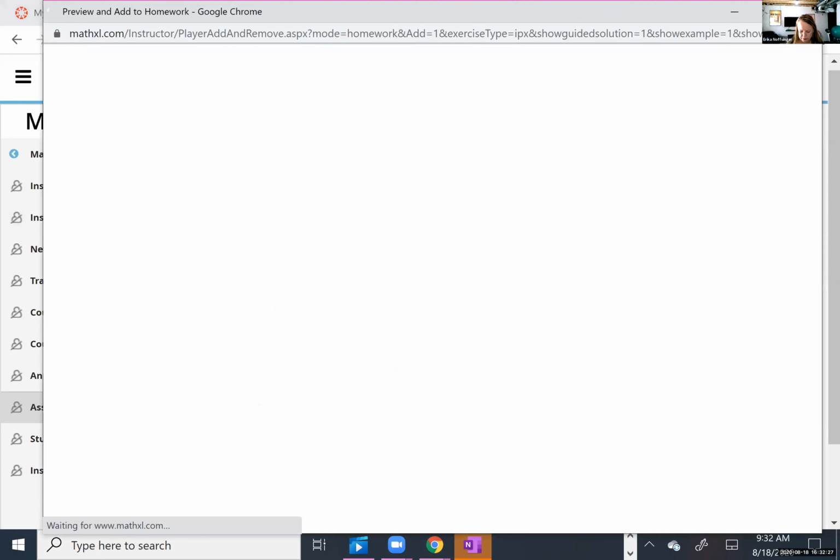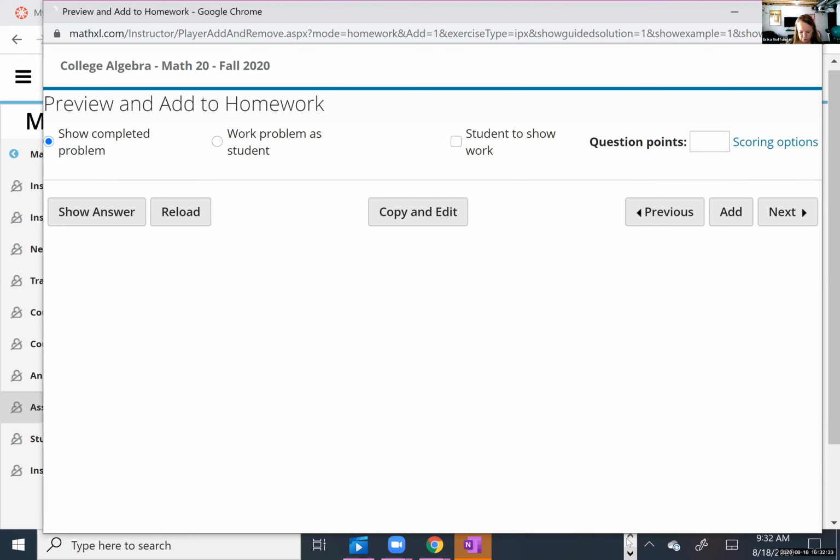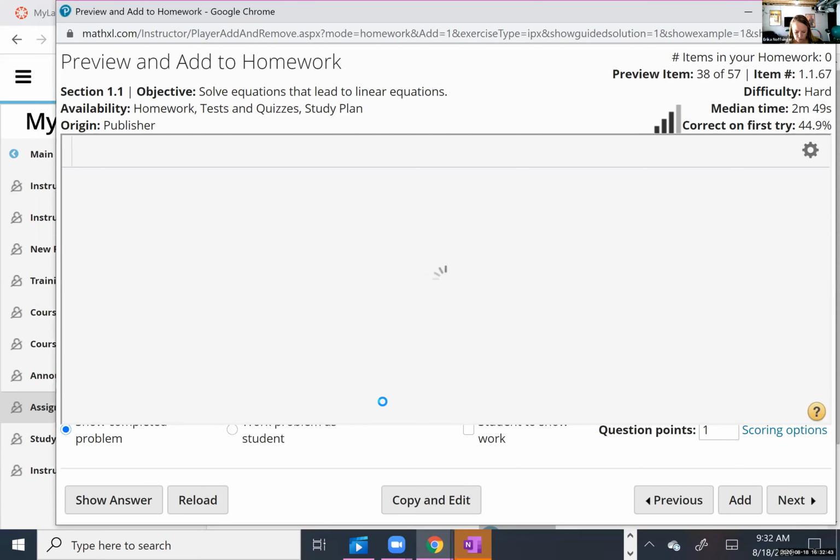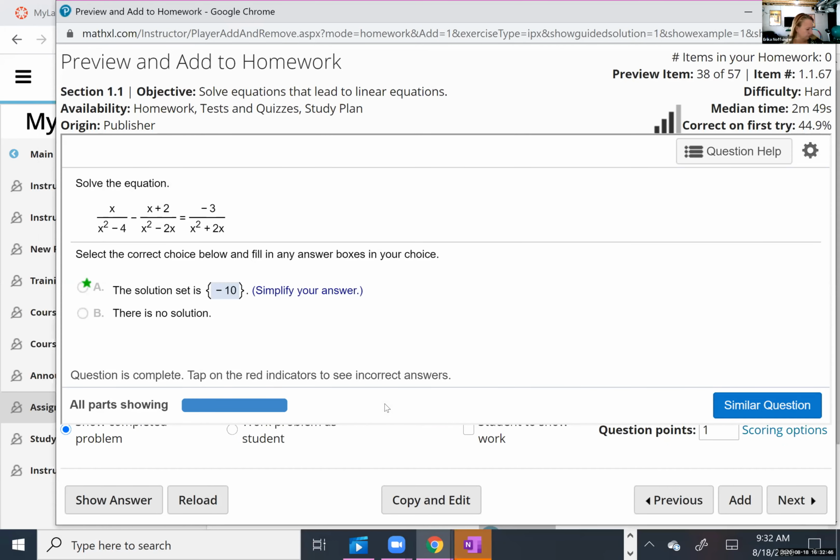Okay, so let me fold this problem. You have x all over x squared minus 4 minus x plus 2 all over x squared minus 2x, all equal to negative 3 all over x squared plus 2x.